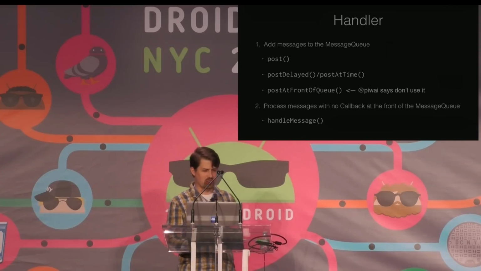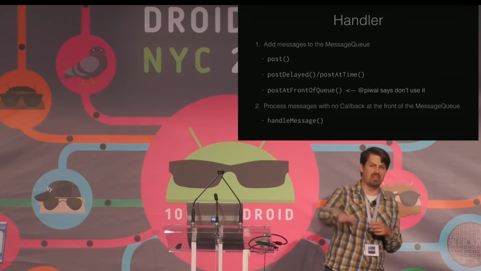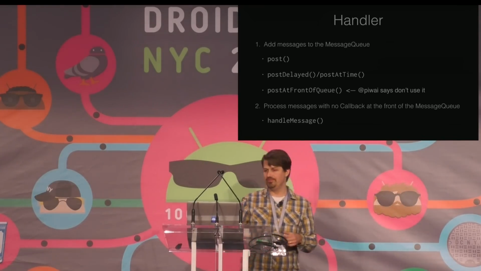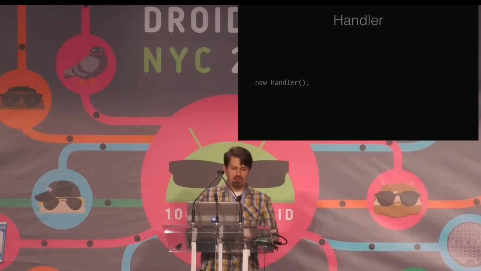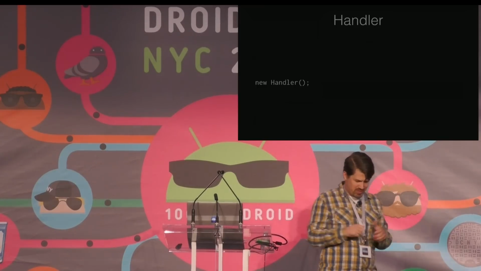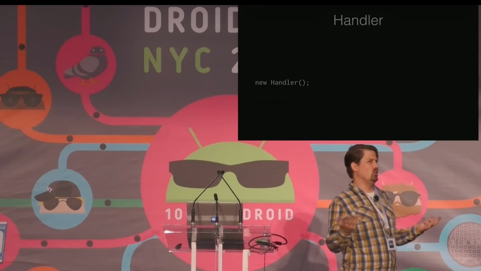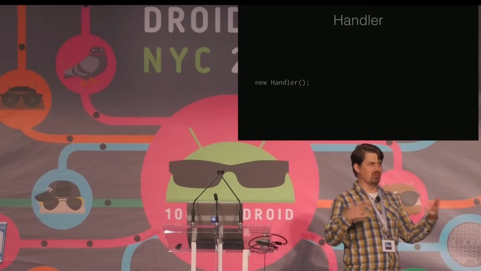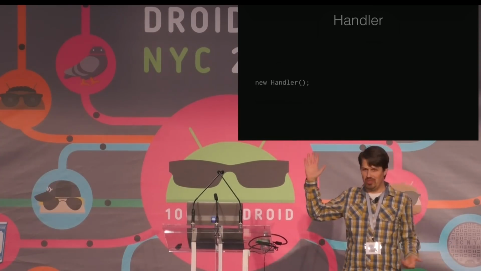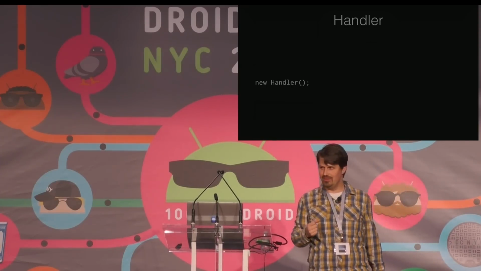The other thing that the handler does is if you didn't provide a runnable or a callback, it will just hand you the message and say, handle message. And it will hand that to your handler. So you can create a handler like this. And to me, this is one of the things that is always a little confusing when I see this, because you have to think, what looper and MessageQueue is this handler attached to? It's just a new handler. Anybody know which MessageQueue or looper this would be attached to?